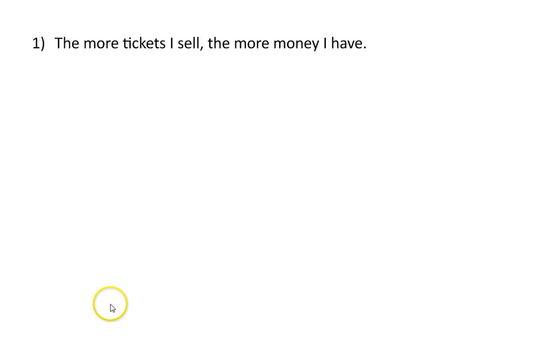In this first problem, you're looking at the more tickets I sell, the more money I have, and you have to identify the independent and the dependent variable. So when thinking about the independent and dependent variable, you have to figure out which one of those statements depends on the others. So if I look at it, does the more tickets I sell depend on the more money I have? No, that doesn't make any sense. So the more money I have is our dependent variable.